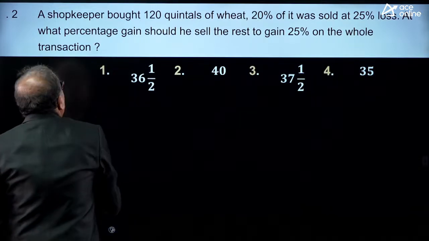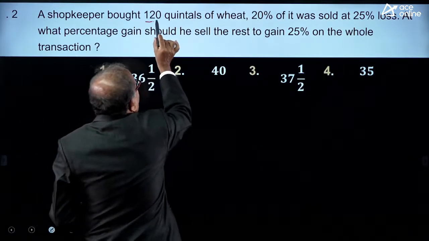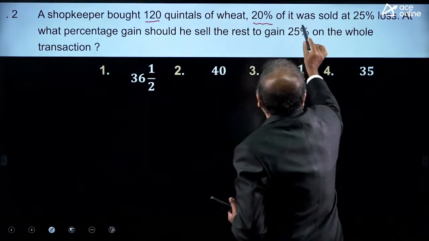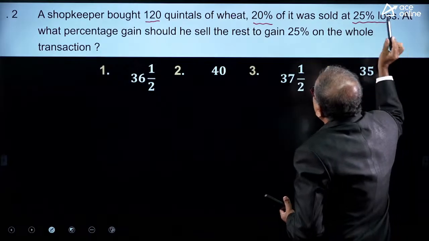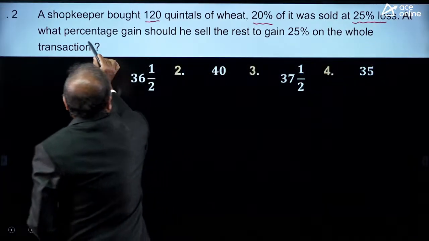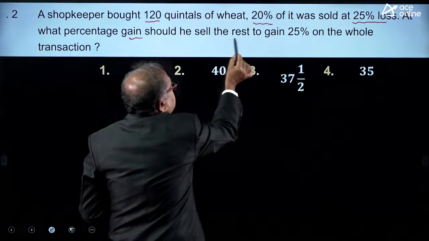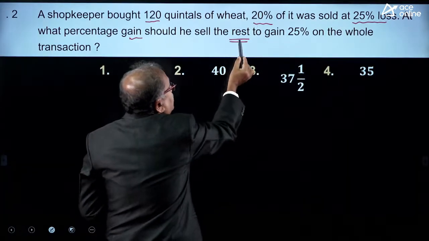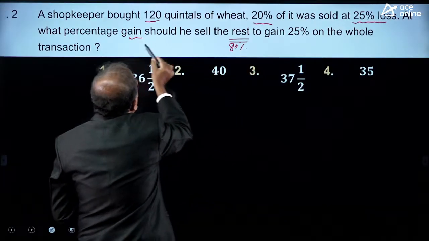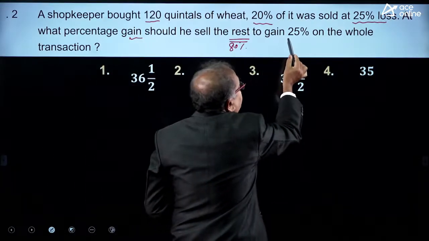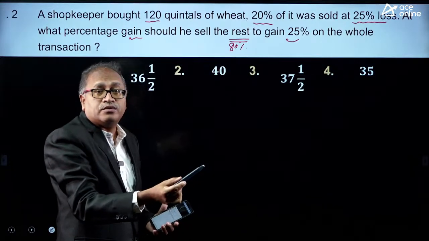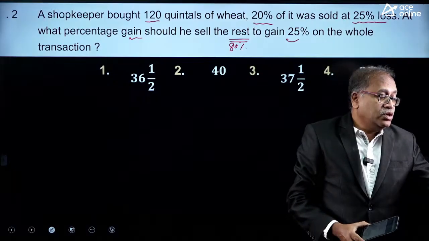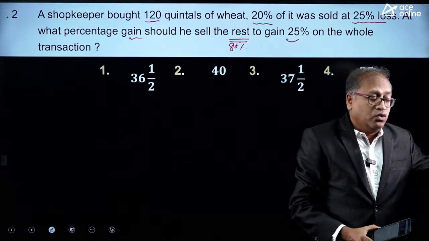Now let's read it out. A shopkeeper bought 120 quintal of wheat. 20% of it is sold at 25% loss. At what percentage gain should he sell the rest? Here he sold 20% at 25% loss. So the remaining 80%, at what percentage gain should he sell to gain 25% on the whole? Come on, my dear friends, I am sure you are understanding it. So 25% on the whole.